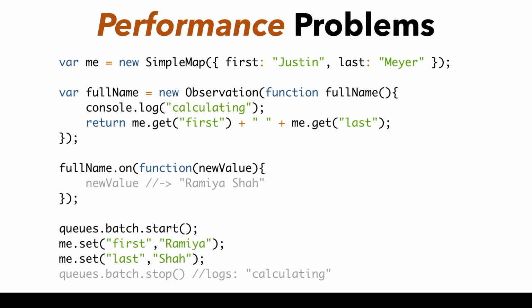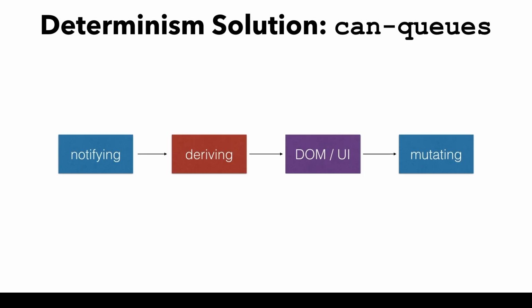While we aren't going into this today, the queues solution we are going to explore allows CanJS the ability to wrap multiple changes in a batch. When the batch is stopped, all events are dispatched. The full name observation will only be recalculated once, and the full name handler will only be called back with the final value. So what is this magic solution to all of our problems?